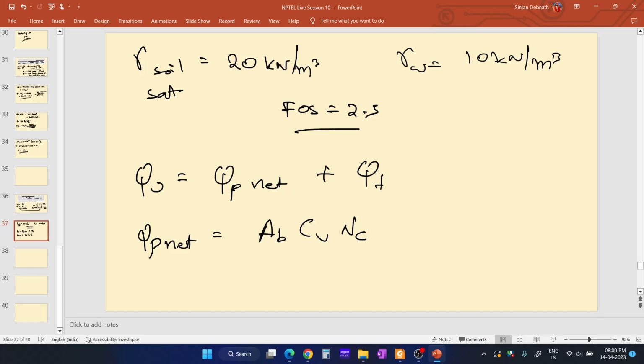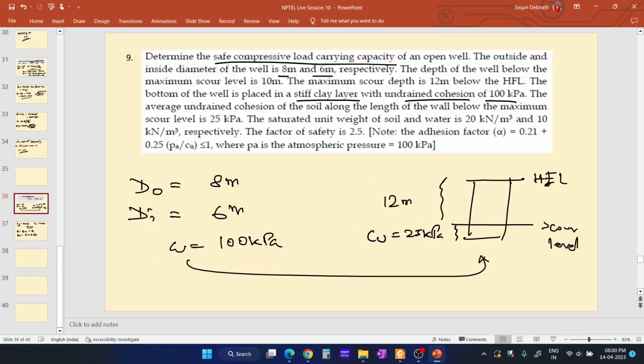Okay, so it is equal to AB, how much? It is pi by 4 into d squared, where d is the diameter of the pile. What is the diameter of the pile? The outer diameter, it is 8 meter.